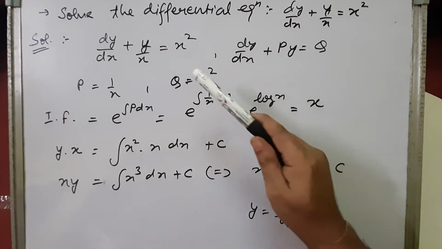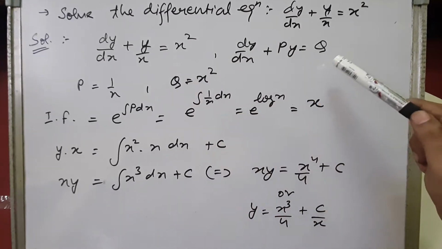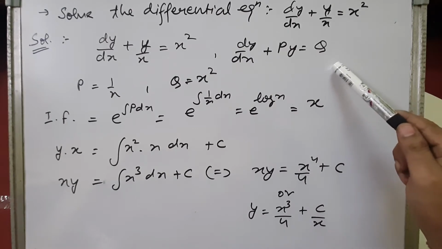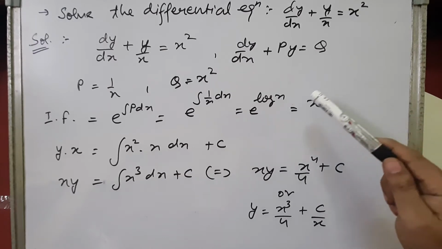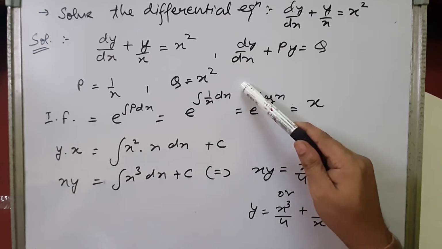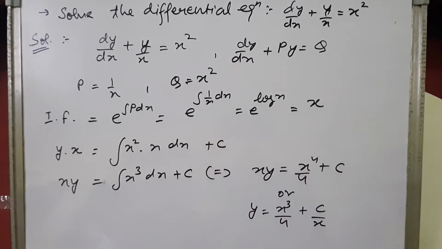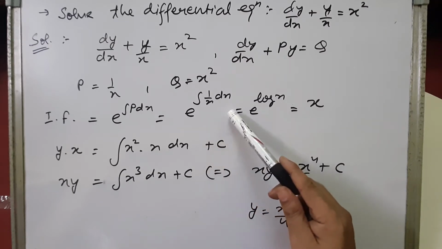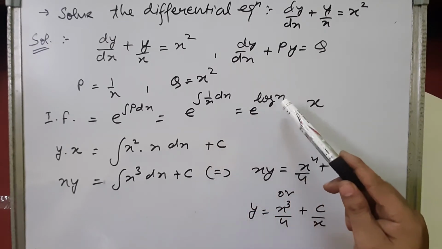When we compare this given differential equation to the standard form of the linear differential equation in y, which is dy by dx plus py equals q, we can compare the values of p and q. We get p equals 1 upon x and q equals x square. So now we know the values of p and q, we can calculate the integrating factor. The integrating factor will be e to the power integration of p dx. When we substitute the value of p as 1 upon x, we get e to the power integration of 1 upon x dx. Integration of 1 upon x with respect to x, we know, is log x.